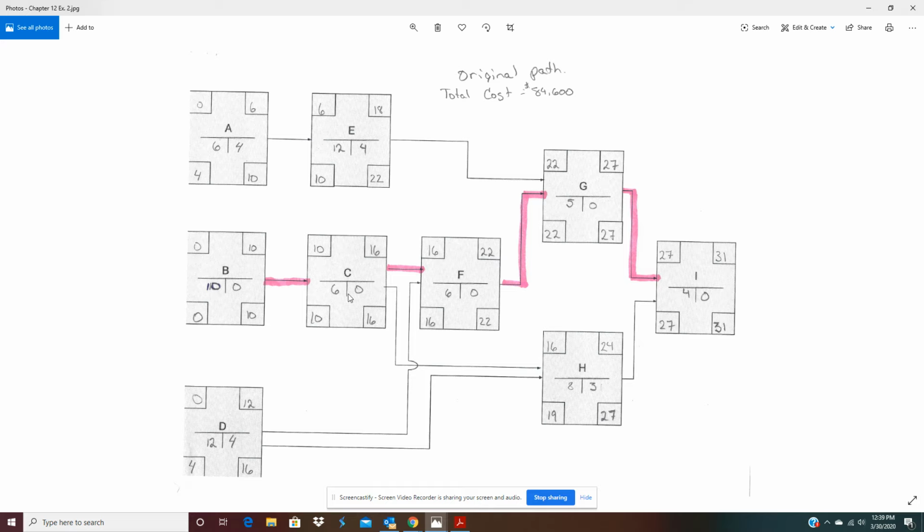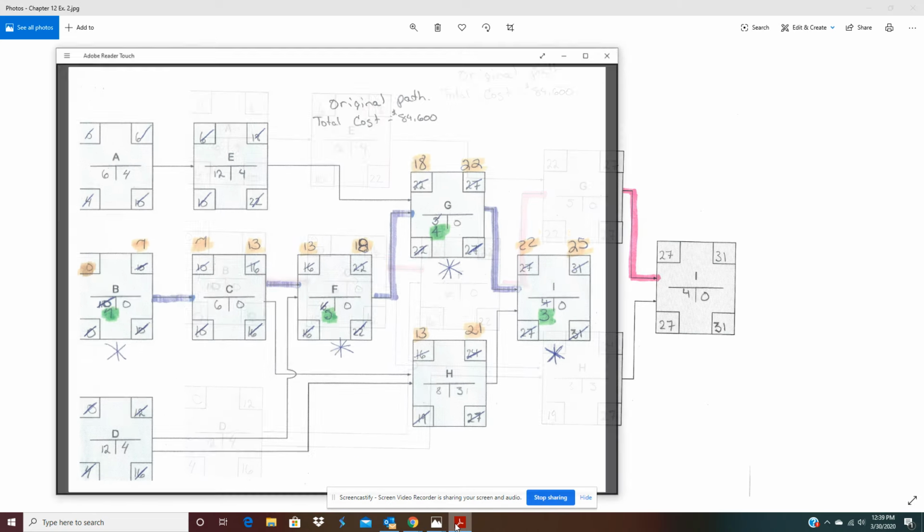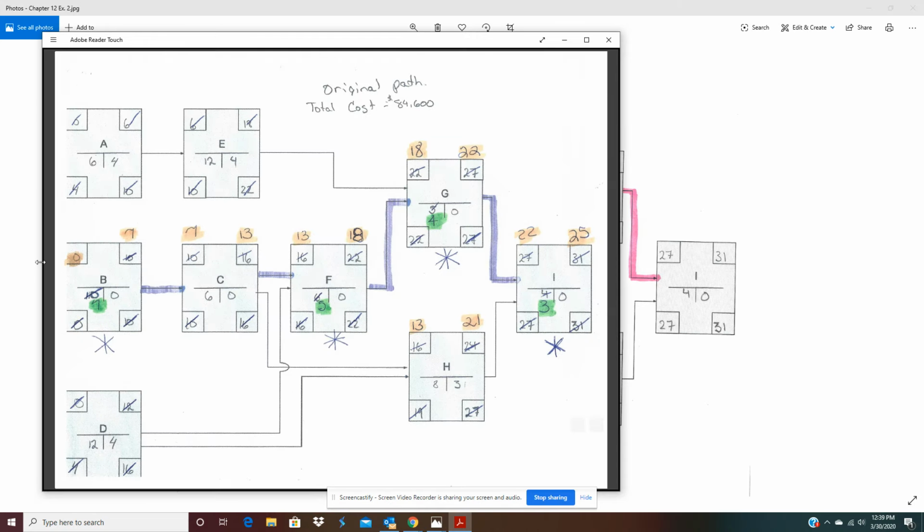All right, so I'm looking at these two. I did not do both of them. I just chose F to begin with, and I'll show you why. So here's the second round that I've got right here. I chose to crash B, F, G, and I.